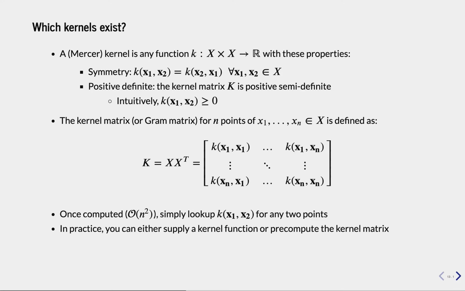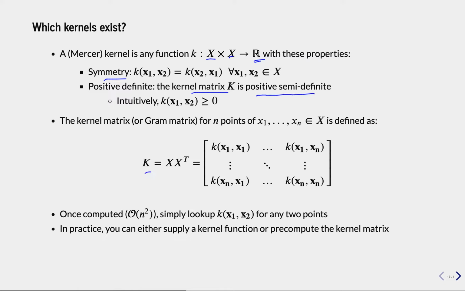Okay, so this is nice, but which kernel exists? Now, the theory says that a kernel, or more specifically a Mercer kernel, is any function that takes 2 inputs, x and x', and outputs a real-valued number, which is the similarity of those 2 points. Of course, this needs to be symmetric, so the similarity between 1 and 2 is the same as the similarity between 2 and 1. And secondly, the kernel matrix must be positive definite.